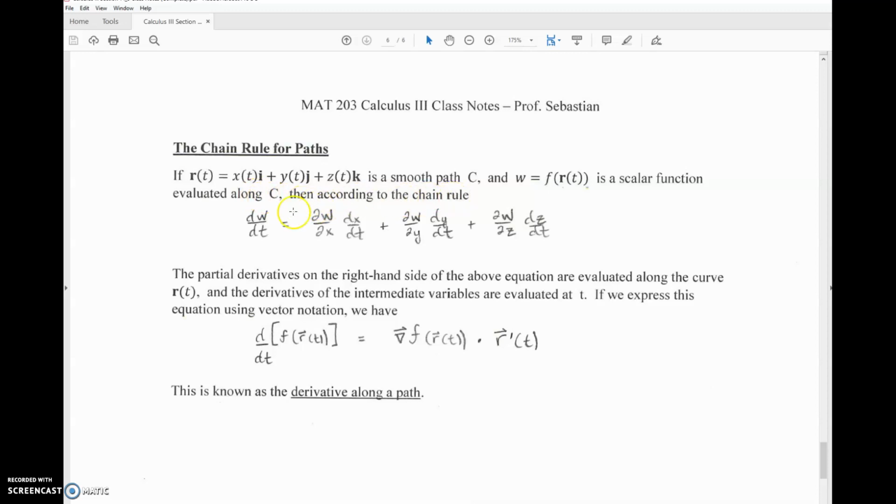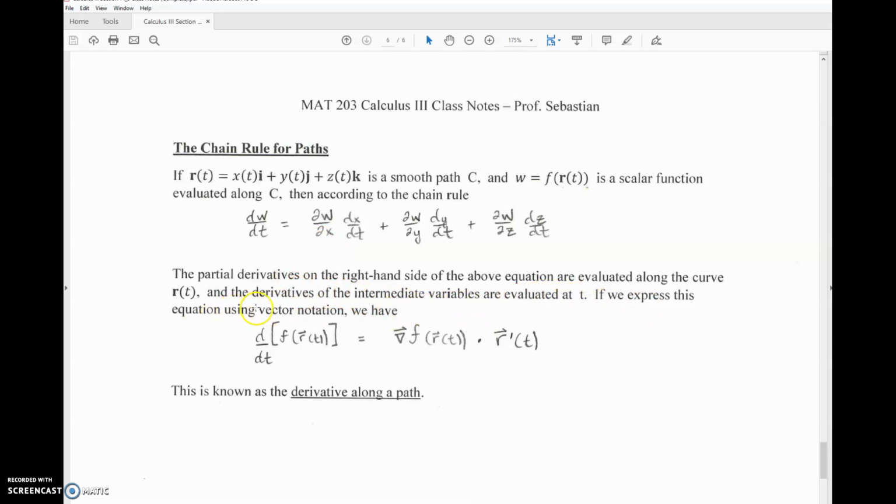Then according to the chain rule, the derivative of w with respect to t is partial w with respect to x times dx dt, plus partial w with respect to y times dy dt, plus partial w with respect to z times dz dt. Now the partial derivatives on the right hand side of the above equation are evaluated along the curve r of t, and the derivatives of the intermediate variables are evaluated at t.